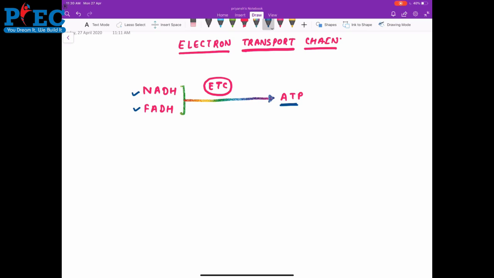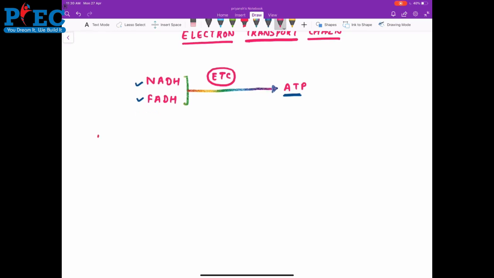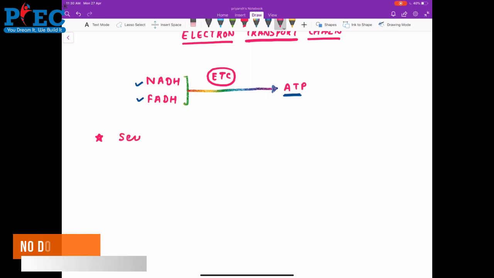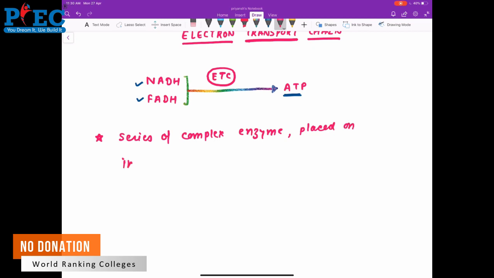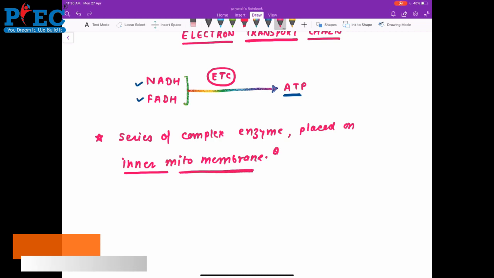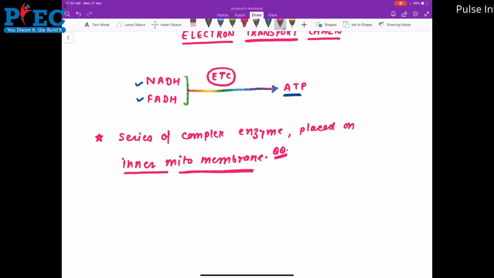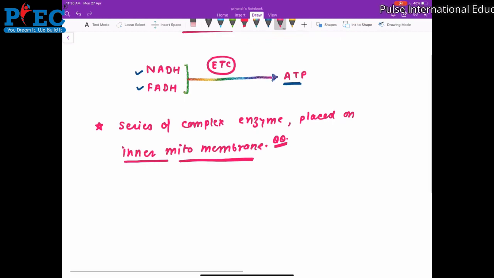How it is done is basically via a series of complex enzymes placed on the inner mitochondrial membrane. So they ask, the electron transport chain runs on which membrane? It runs on the inner mitochondrial membrane.